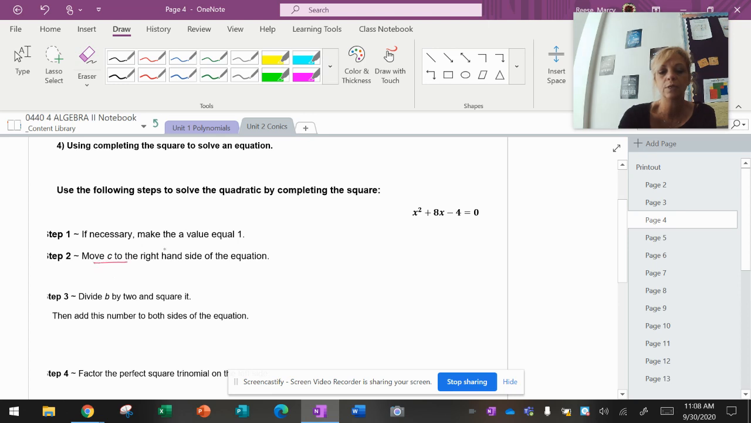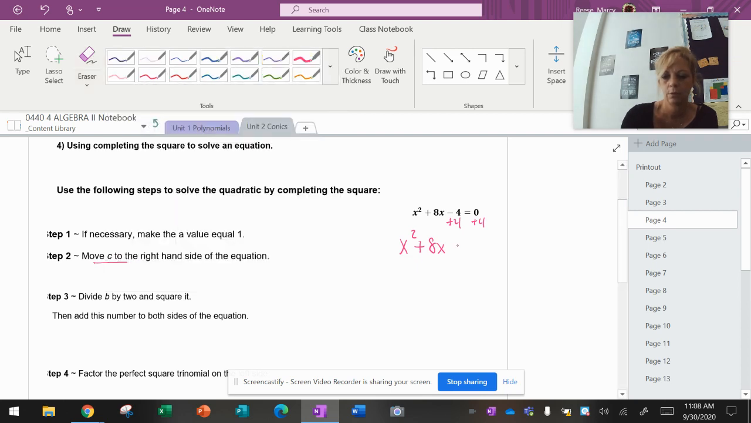Step 2, move the c value to the right side of the equation. So when I say move, we're going to do the opposite to get it to the other side, right? And that's going to be 4 here. You know what? No, I'm going to do what I just did. I'm going to leave that.